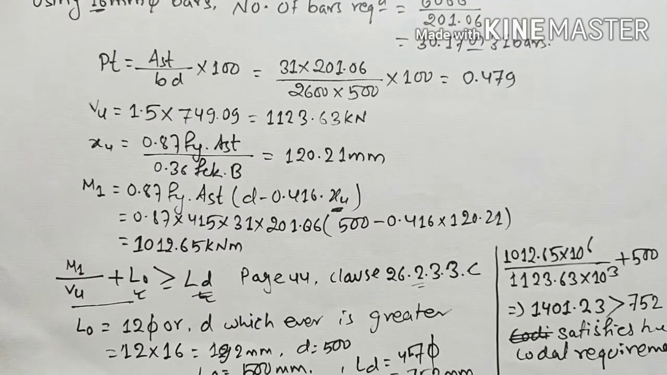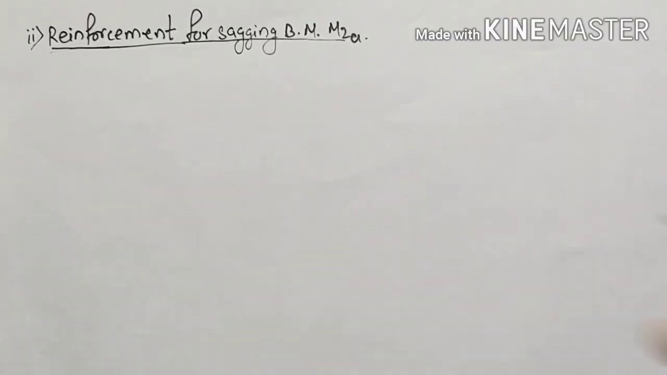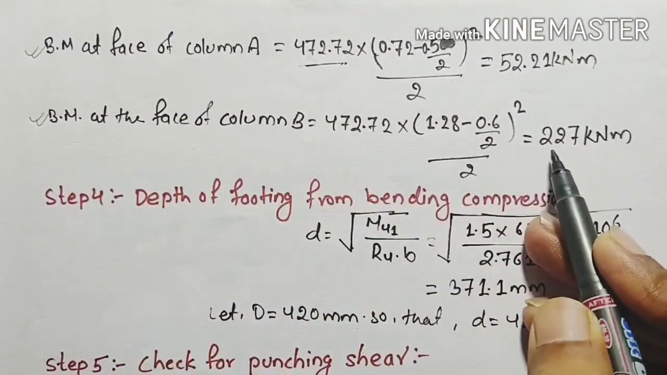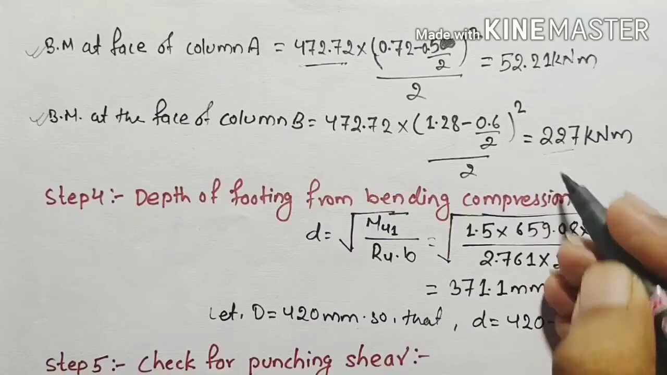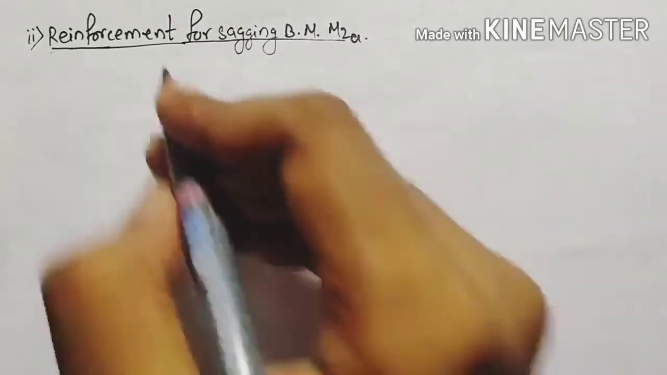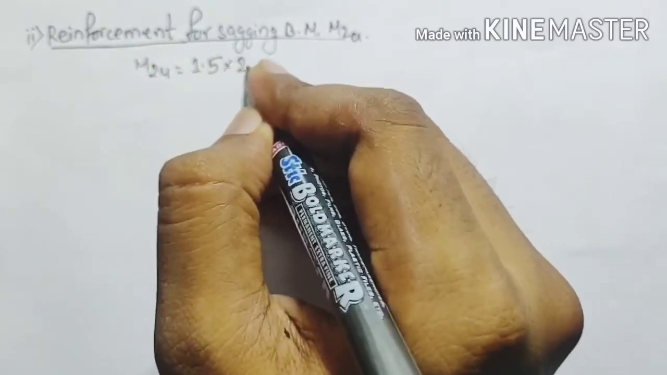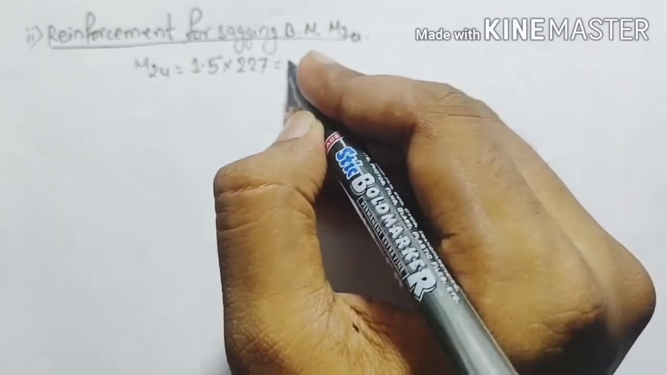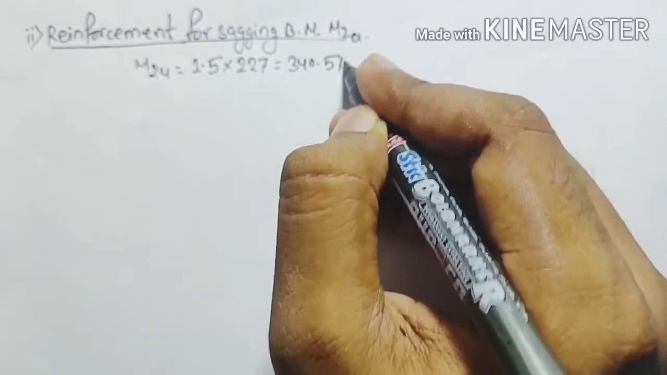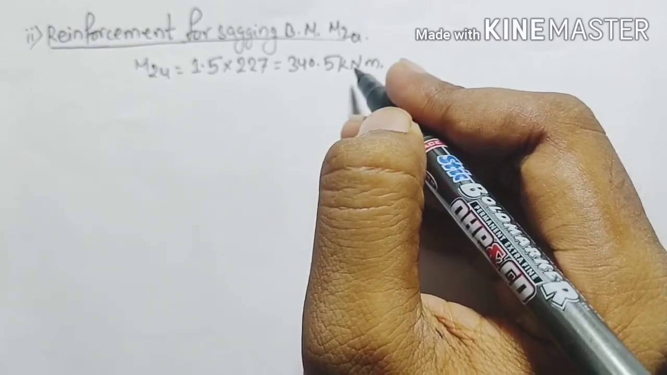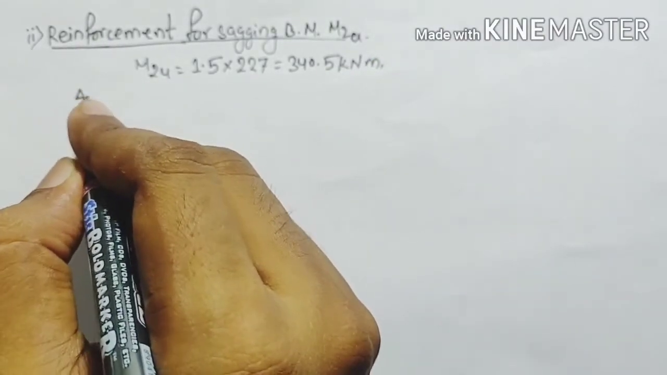Now it's time to find the reinforcement for the second moment, which was the moment at column B, and that was our sagging moment. So let's find out the reinforcement. Here we will be finding the reinforcement for the sagging bending moment M2U, taking the moment at the face of the column B, which we have calculated as 227 kilonewton meter. So M2U equals 1.5 times 227 kilonewton meter, which will be equal to 340.5 kilonewton meter.